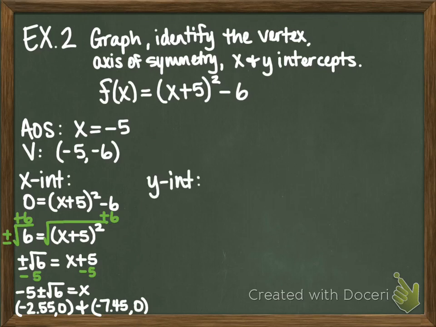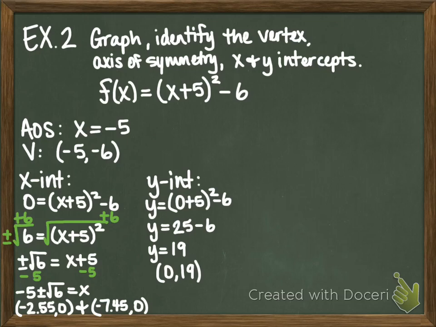Now for my y-intercept, I'm going to plug in 0 for x. So y equals (0 plus 5) all squared minus 6. Order of operations, I need to add 5 to 0 first, so that's going to be 5. 5 squared is 25, which is 25 minus 6, then is 19. So my y-intercept is 0, 19.